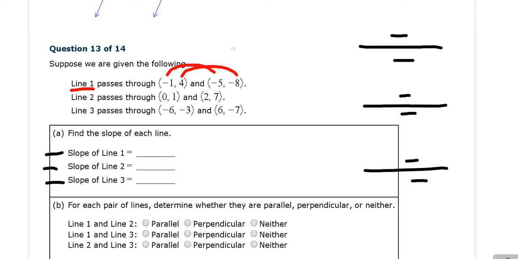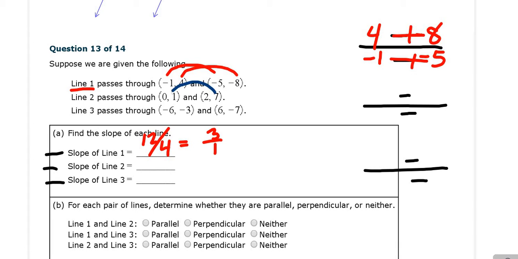Y minus y over x minus x. 4 minus negative 8, that's a double negative makes a positive, so that's 12 over double negative makes a positive 4, so that's going to equal 3 over 1. Y minus y over x minus x, that's going to be negative 6 over negative 2, which is positive 3 over 1 for line number 2.